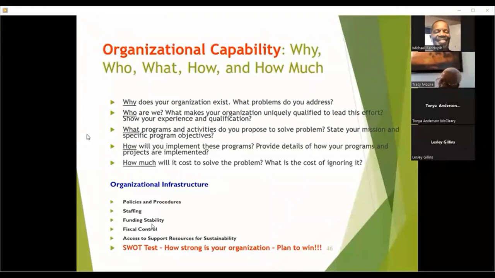Funding sustainability, this is when you begin to talk about your strategy to make sure that you continue to receive funding. We're going to talk about that later in the section that deals with funding sustainability. Then you need to talk about fiscal control. This is where we're talking about financial management and procedures, grant management, and procedures as well.